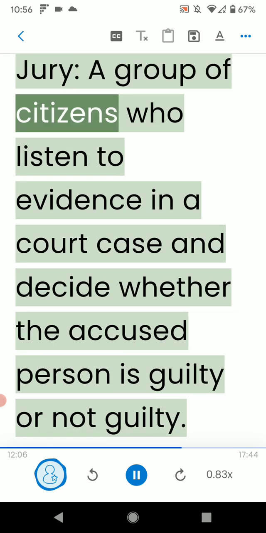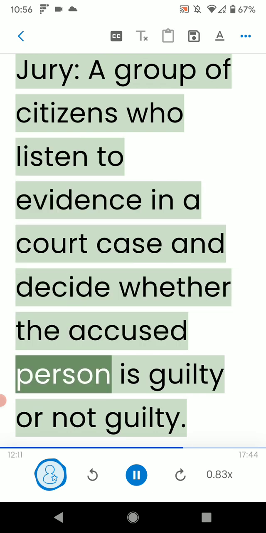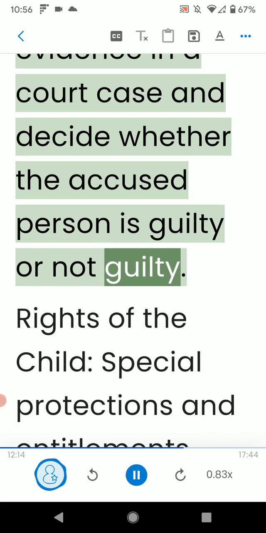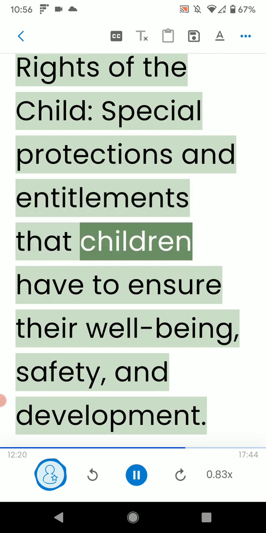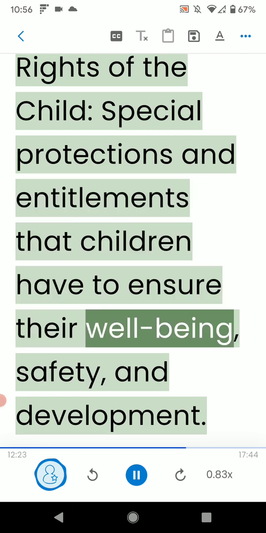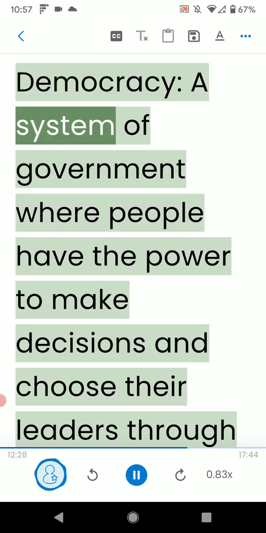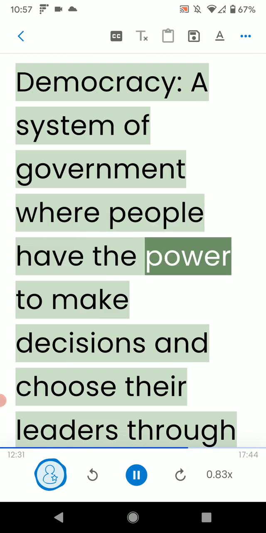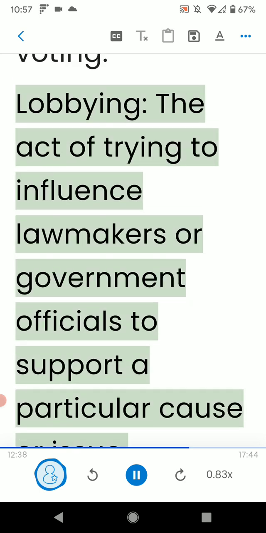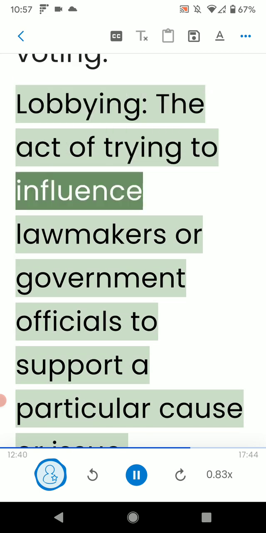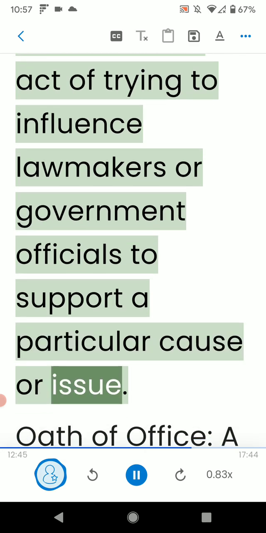Jury, a group of citizens who listen to evidence in a court case and decide whether the accused person is guilty or not guilty. Rights of the child, special protections and entitlements that children have to ensure their well-being, safety, and development. Democracy, a system of government where people have the power to make decisions and choose their leaders through voting. Lobbying, the act of trying to influence lawmakers or government officials to support a particular cause or issue.